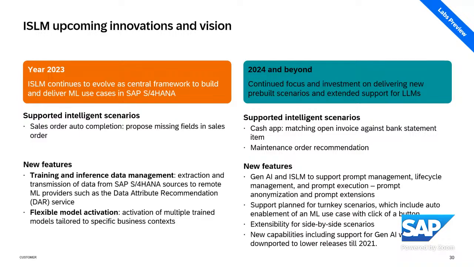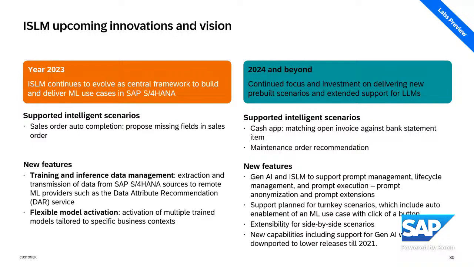We'll also enhance ISLM to support further capabilities around prompt and anonymizations. We'll also offer customers and partners the option to extend the prompt templates that are delivered from SAP side. We'll also provide a turnkey option for the auto enablement or auto activation of such generative AI use cases. We'll also extend support for customers and partners so that any of the AI use cases, for example, based on DAR or generative AI, can also be extended. For example, DAR will also have a capability to add your own features and targets for model training.